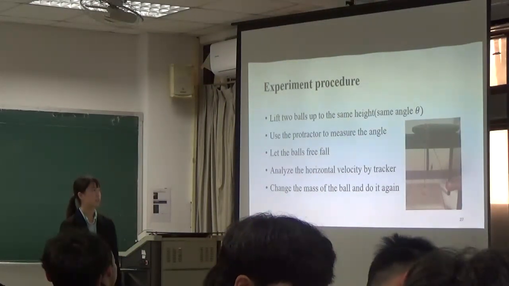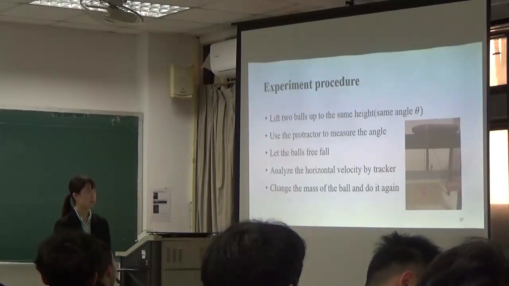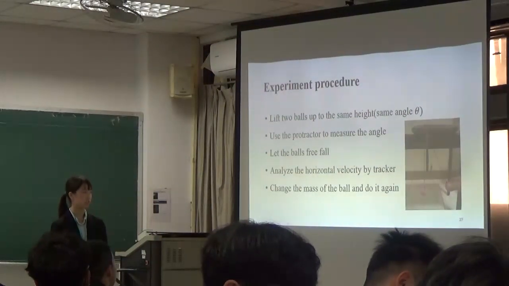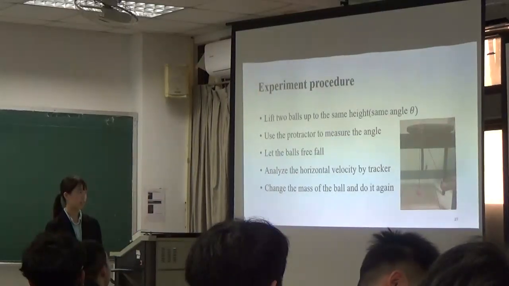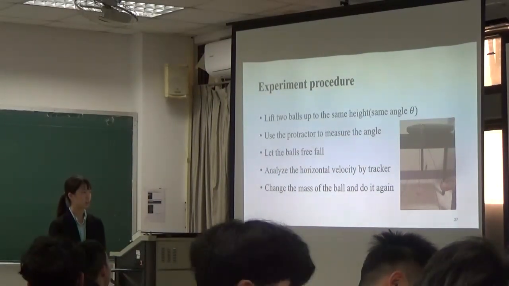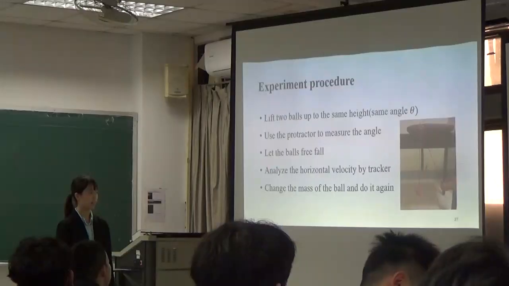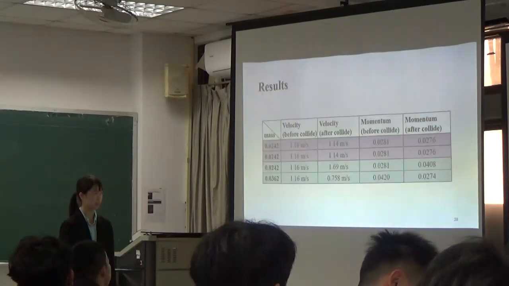And this is the procedure. We lift two balls up to the same height and use the protractor to measure the angle, then let the ball free fall. We analyze the horizontal velocity with a tracker, change the mass of the ball, and do it again.